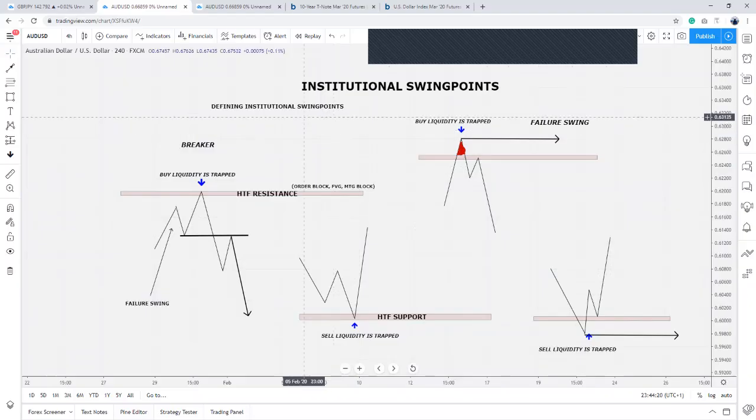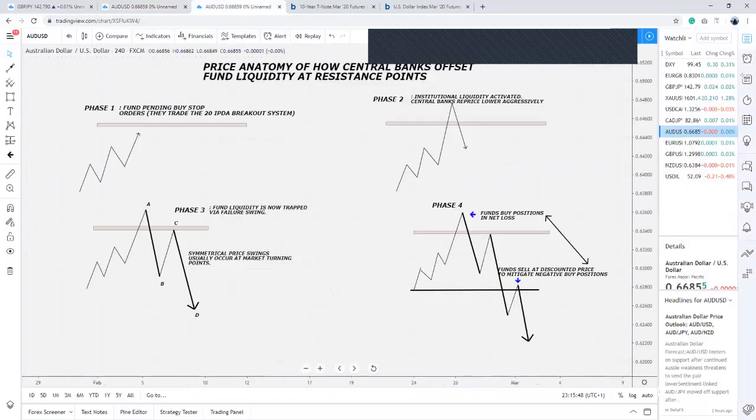All right, guys, let's get down to the final segment of this video covering institutional swing point. What I'm going to be addressing is the price anatomy of how central banks offset fund liquidity at resistance points. This video basically is covering resistance points, and you can simply invert that to get support points.